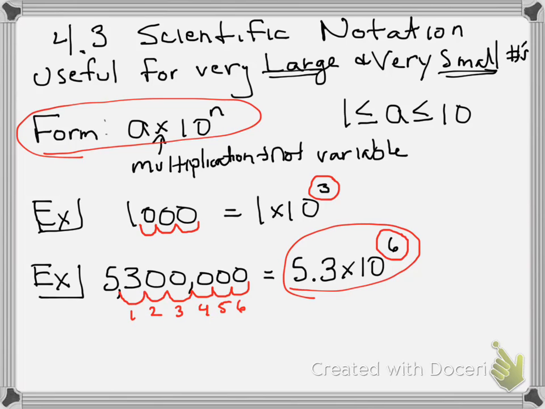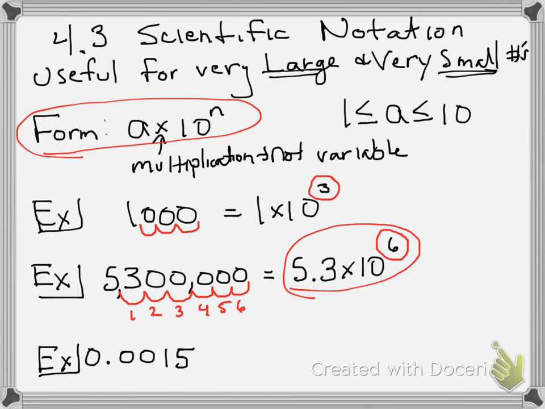Good. Now let's look at one last one. Now we've got a number less than 1. So now it gets a little bit more confusing, but otherwise the same rules will apply. Now we've got 0.0015. So again, we want to get an a that's between 1 and 10. Without losing any information, 1.5 would be an example.